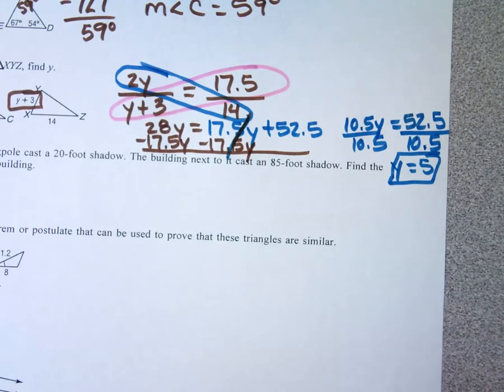So if triangles are similar, their sides are proportional. This one was just a little ugly because of the decimal, but no big deal. We've got calculators for that.